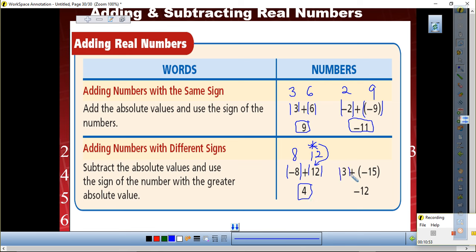Absolute value of 3 is 3. Absolute value of negative 15 is 15. And then since they're not the same symbol, we subtract 15 minus 3, that's 12.